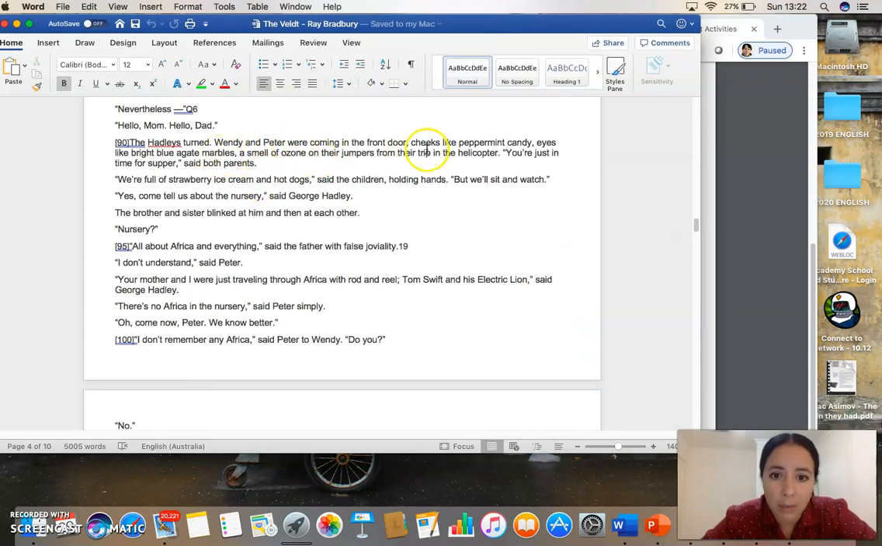"Wendy and Peter were coming in the front door, cheeks like peppermint candy, eyes like bright blue agate marbles, a smell of ozone on their jumpers from their trip in the helicopter. 'You're just in time for supper,' said both their parents." Okay, so he uses similes when he says that the children's cheeks are like peppermint candy and their eyes are like bright blue marbles. These are ironic choices because they emphasize innocence and sweetness in the children. But we learn by the end of the story that they're not quite innocent and they're not very sweet. In fact, they're very, very dangerous.